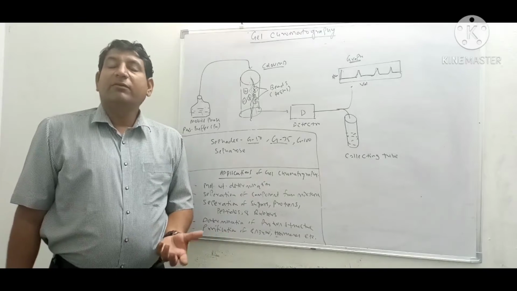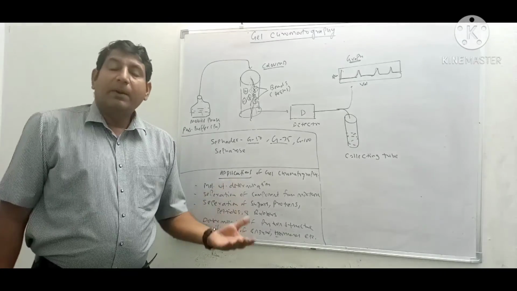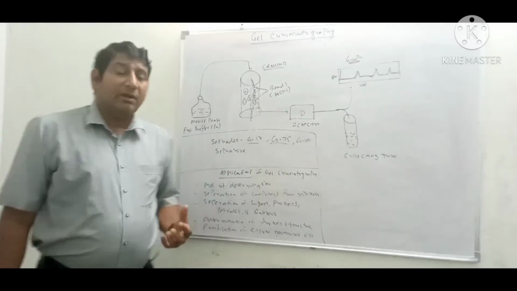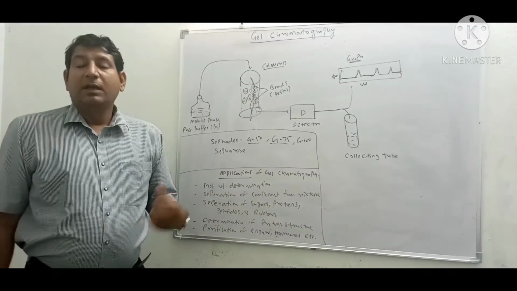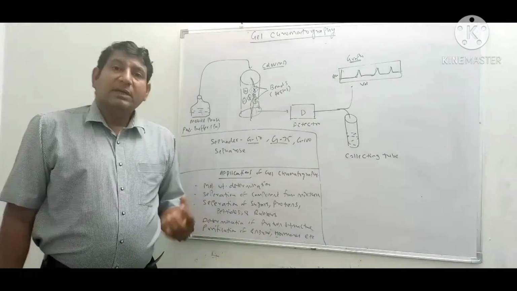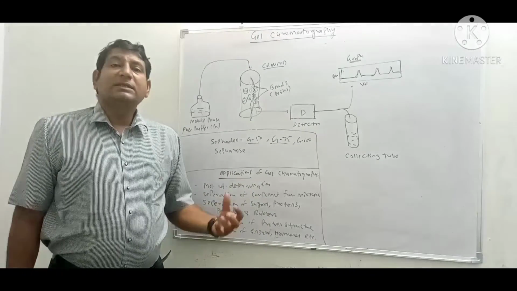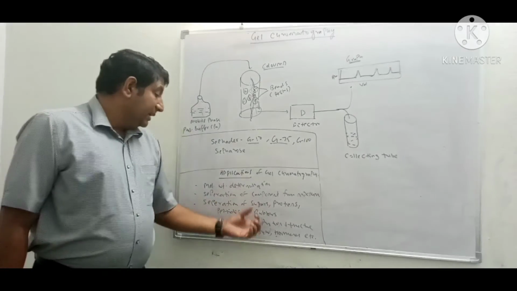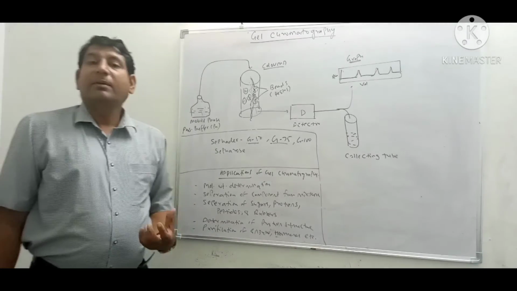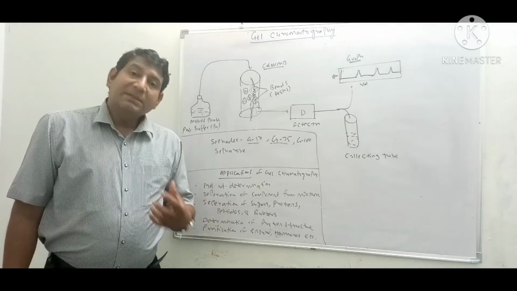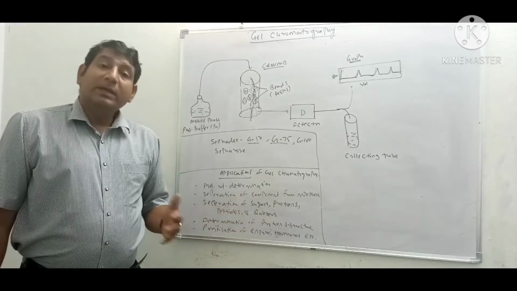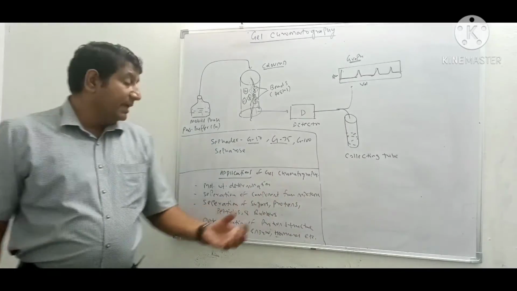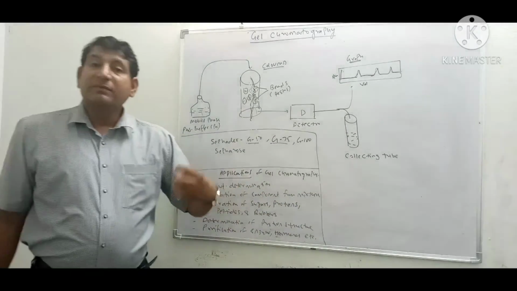With the help of gel chromatography, we can identify the molecular weight of the compound, whether it is protein or carbohydrate, etc. The second application of gel chromatography is separation of components from a mixture. If a mixture contains many components of different sizes, we can easily separate them by gel chromatography. The next application is separation of sugars, proteins, peptides and rubbers. Sugars can be separated on the basis of their molecular weights, proteins on their molecular weights and sizes, peptides on the basis of their chain length, and rubbers on the basis of their chains.